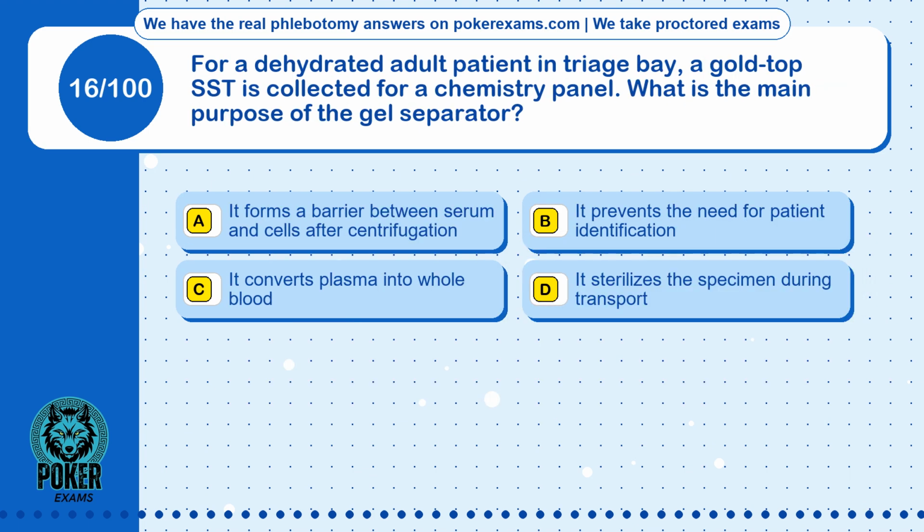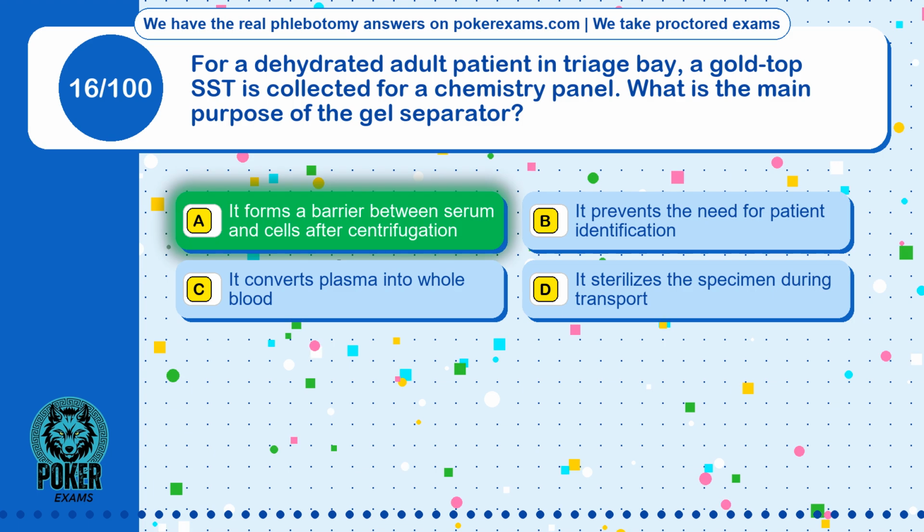Question 16. For a dehydrated adult patient in triage bay, a gold top SST is collected for a chemistry panel. What is the main purpose of the gel separator? Option A. It forms a barrier between serum and cells after centrifugation. Option B. It prevents the need for patient identification. Option C. It converts plasma into whole blood. Option D. It sterilizes the specimen during transport.